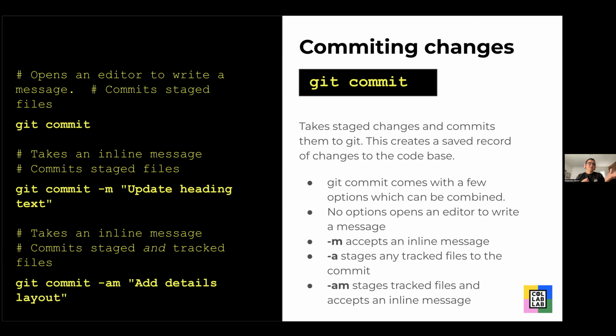For instance, here we are updating the heading text in the second example. And if you want to use another shortcut, which is -am, it is basically doing git add -a, so it adds everything into the staging area, and then the M is the message. So it's like adding everything and then committing that with a message, right? So if you want to save some time, you can do that.